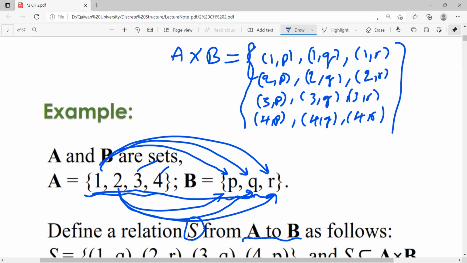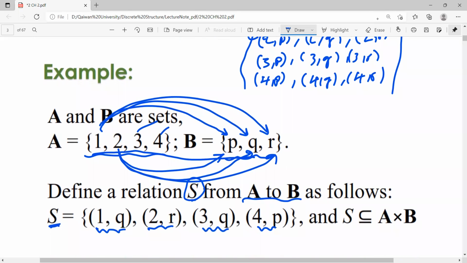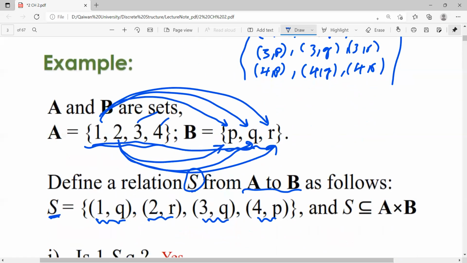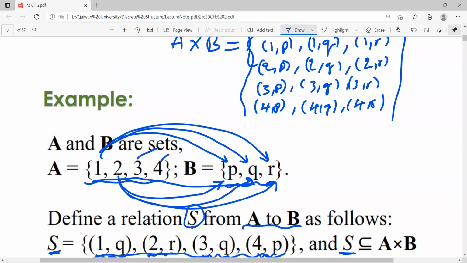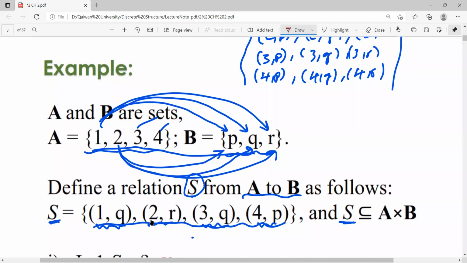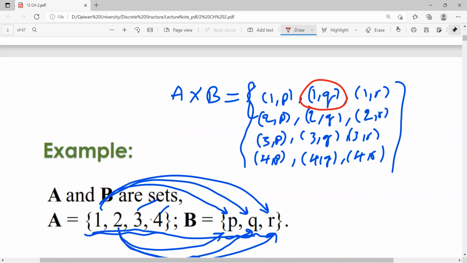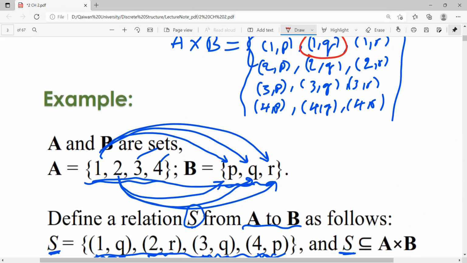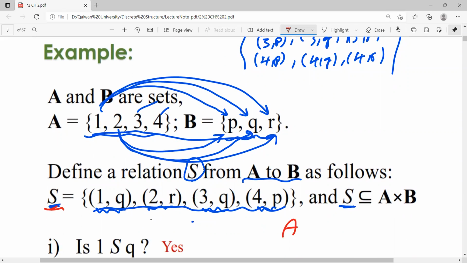Always the relation must be a subset of A cross B. As you see here, S has only these 4 elements: 1 to Q, 2 to R, 3 to Q, and 4 to P. Let's see if you can find these all in A times B or not. Look, for the first one, we have 1 and Q. So we have 1 and Q here. If you can find all elements of S in A times B, that means we can say S is a subset of A times B. We found A times B before.